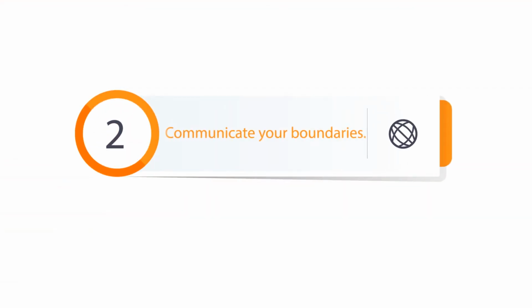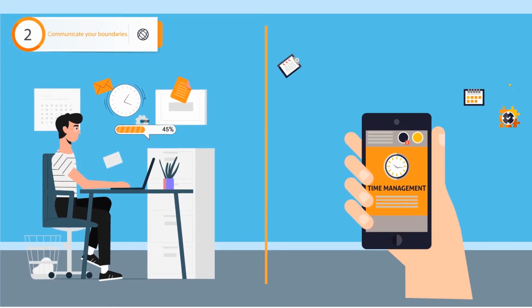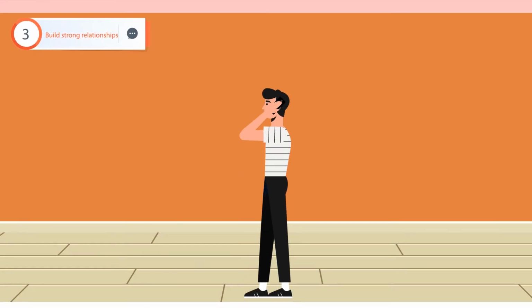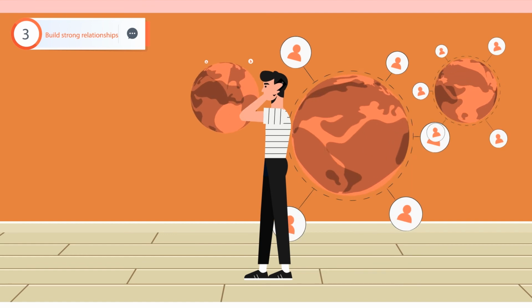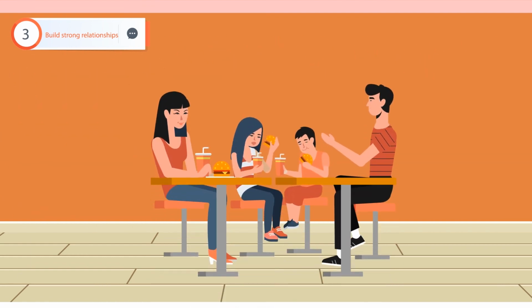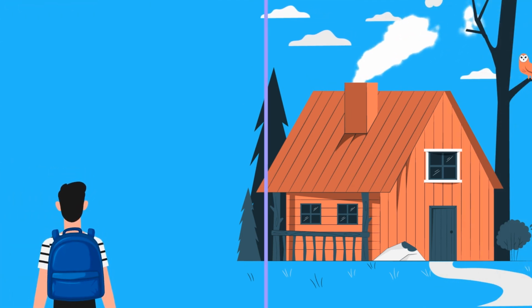2. Communicate your boundaries. Your coworkers and customers should be aware of and understand your work schedules. It will alleviate the constant pressure. 3. Build strong relationships. Having a strong network of friends and family acts as a strong support system. Set up a time for family. You should also regularly connect with family and friends who live far away.